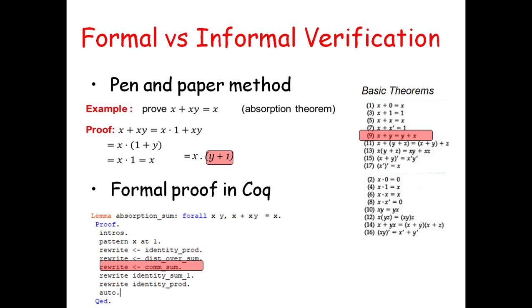After the commutative sum theorem, we apply identity sum, and the rest of the proof is similar to the pen and paper method proof. 1 plus y is replaced with y plus 1, and then y plus 1 is replaced with 1, because x plus 1 is equal to 1, so y plus 1 is also equal to 1, so we get x dot 1. And finally, we apply the identity product theorem, which is here, and we get x dot 1 is equal to x, which is the end of the proof.